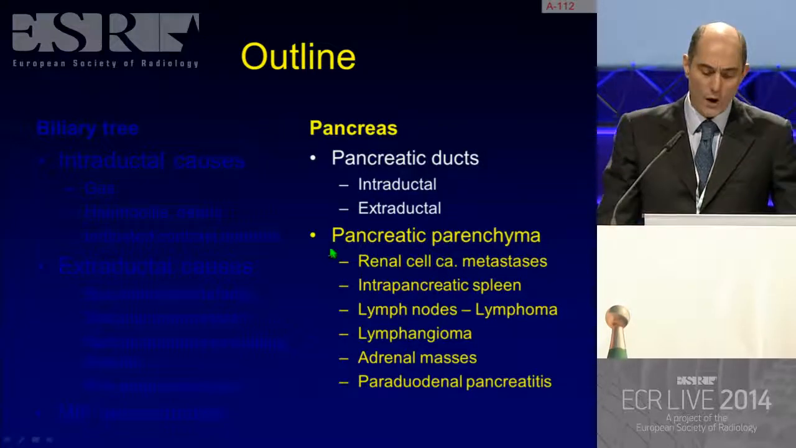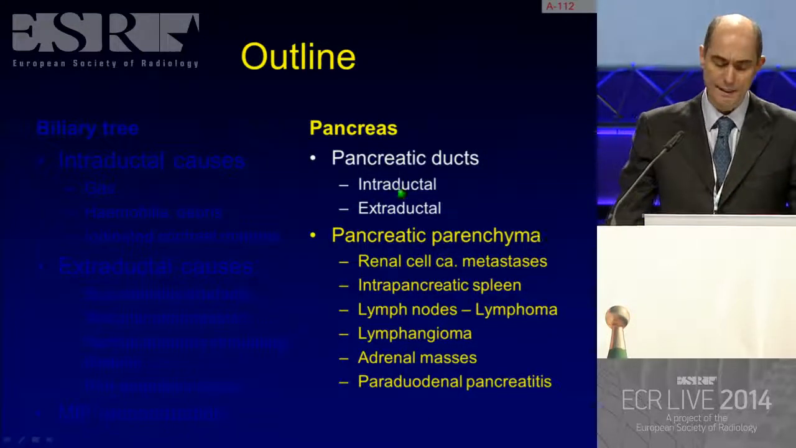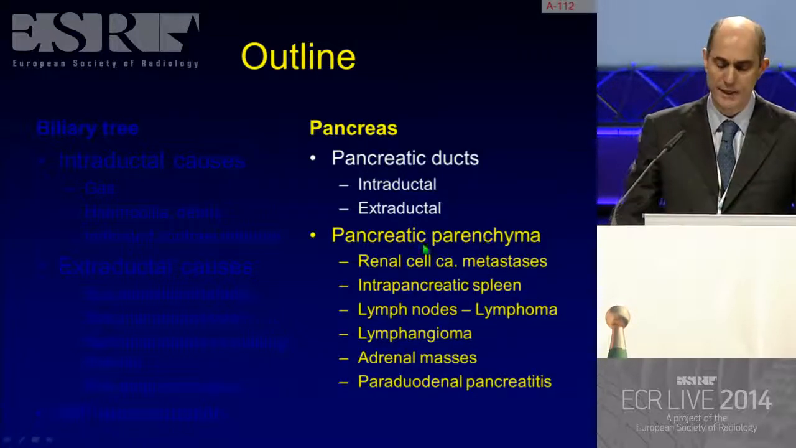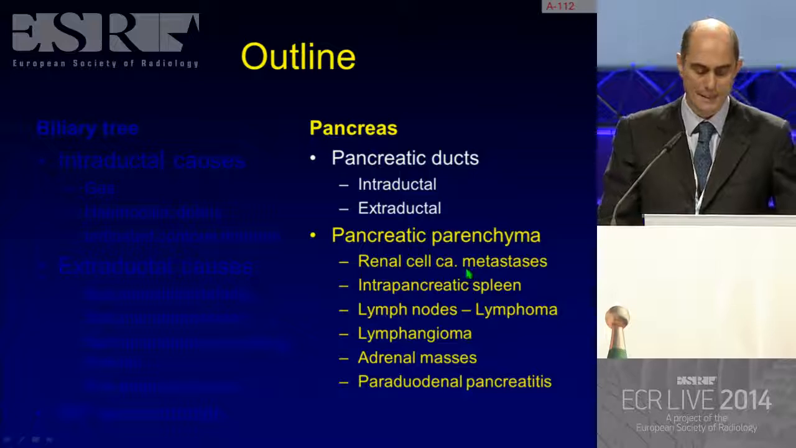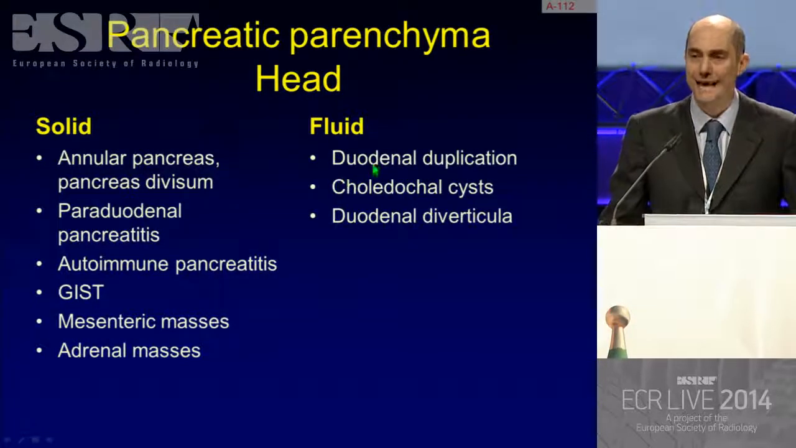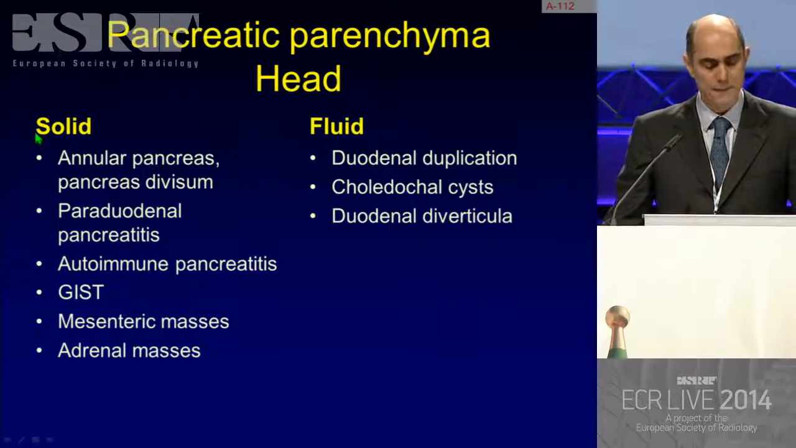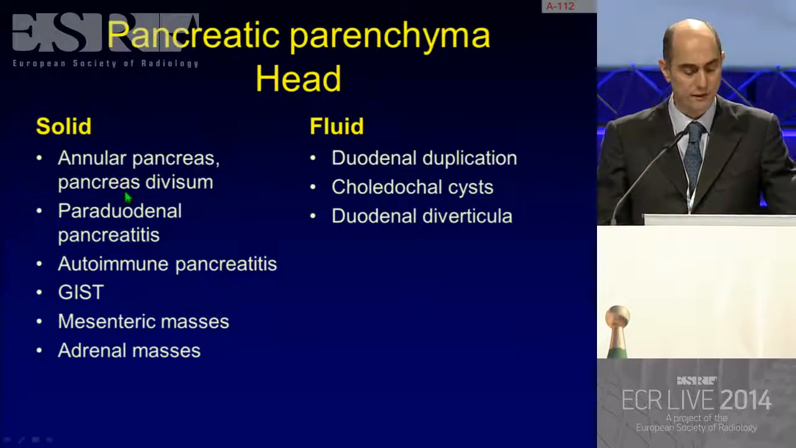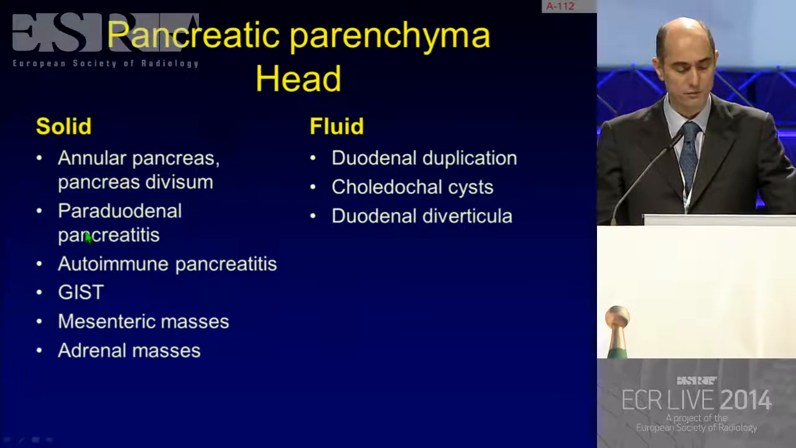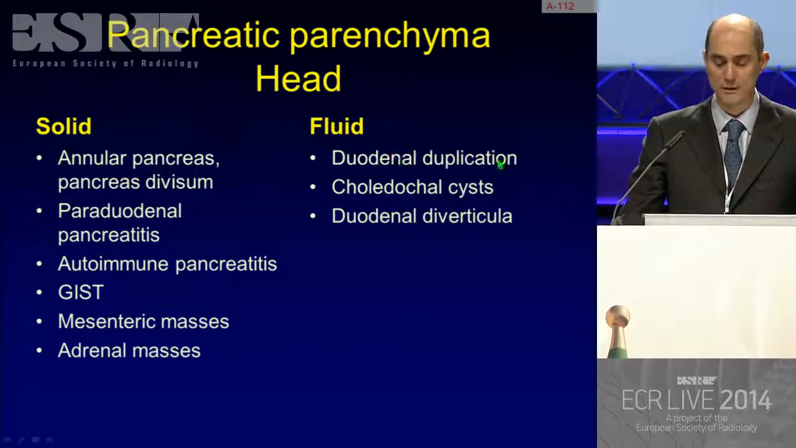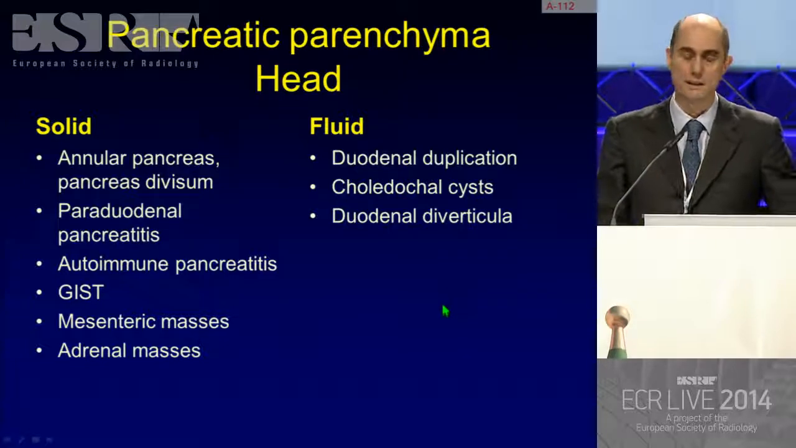And let's move on to the last topic, the last chapter of this talk, which is the pitfalls that may occur in the pancreatic parenchyma. I would subdivide the potential pitfalls that occur in the head of the pancreas into solid or fluid. On the solid side you see annular pancreas, pancreas divisum, paraduodenal pancreatitis, autoimmune pancreatitis, cyst, mesenteric mass, adrenal masses, whereas on the fluid side we have duodenal duplication, choledochal cyst, and duodenal diverticula.